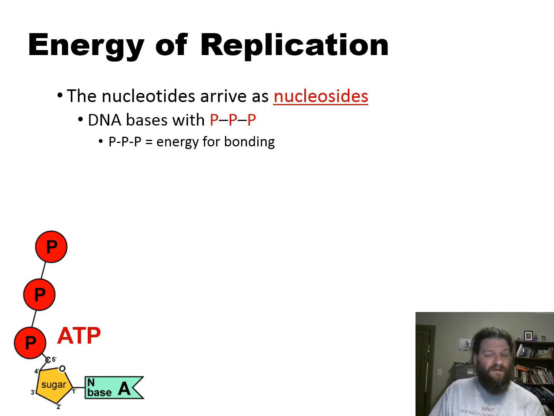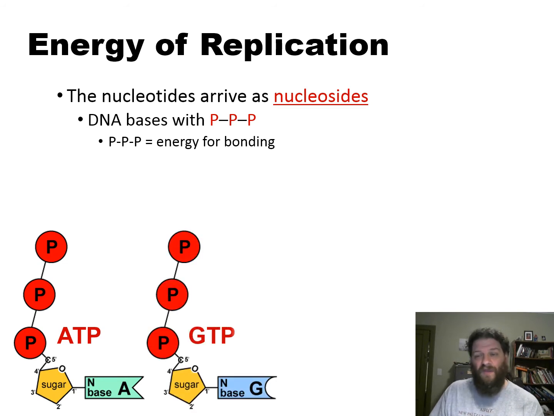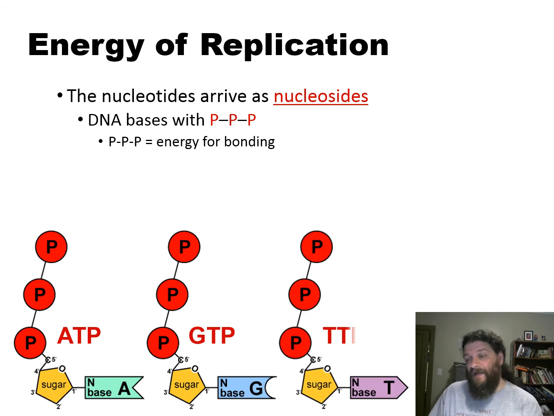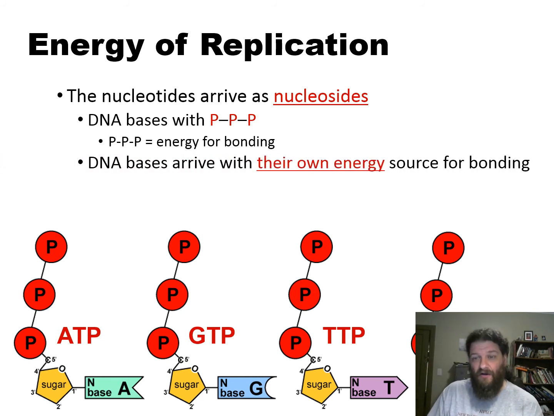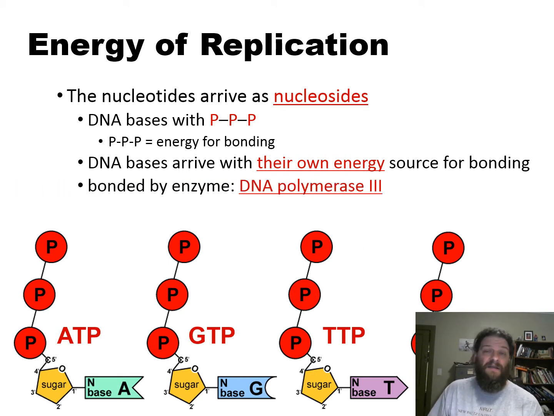So the ATP comes with its own energy, and just like I can make ATP with adenine, I can make GTP with guanine, and TTP with thymine, and CTP with cytosine. And so each one of these nucleosides is what's actually added. We turn it into a nucleotide once it's there. So the DNA base arrives with its own energy power intact. And that energy power is used by DNA polymerase 3 in order to add them together.